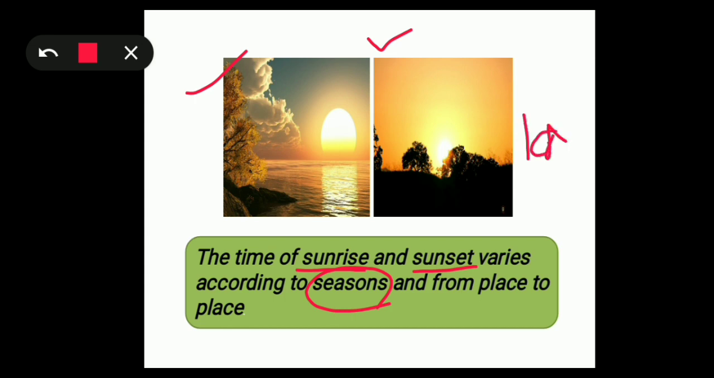It depends on latitude. Latitude means the distance of a place from the equator, and it depends on the season. Okay, and in the winter season the sun rises late and sunset is early, and in summer season the sun rises early and sunset is late. That is why days are longer in summer and days are shorter in winter.